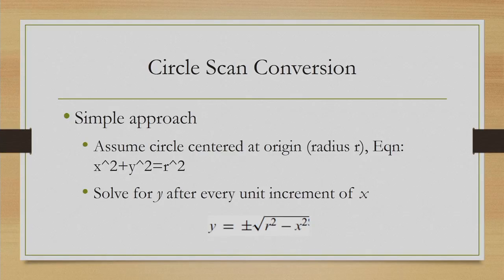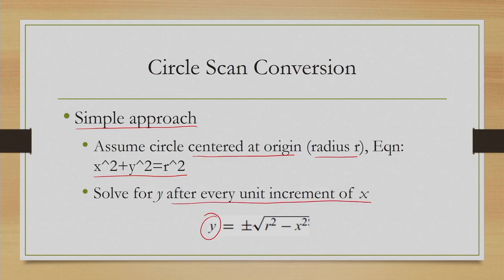Initially, we will assume that the circle is centered at origin with a radius r, and its equation is given by x square plus y square equal to r square. We all know this equation. Now, in the simple approach, the most intuitive and straightforward approach, what do we do? We solve for y after every unit increment of x in the pixel grid by using the equation.